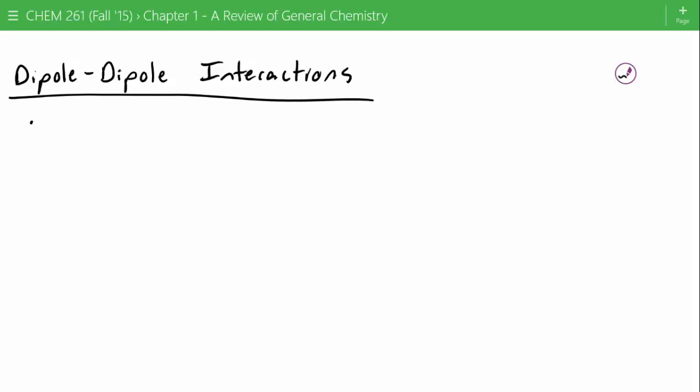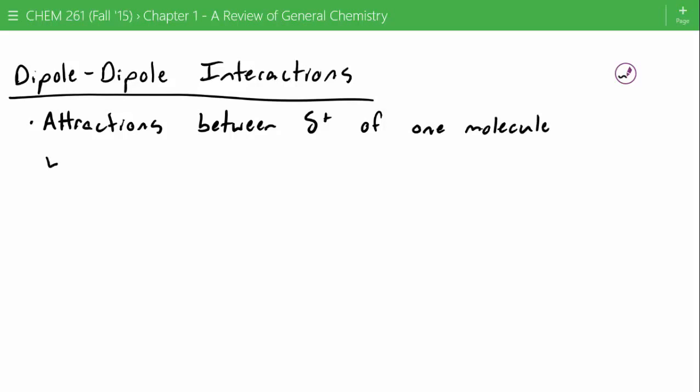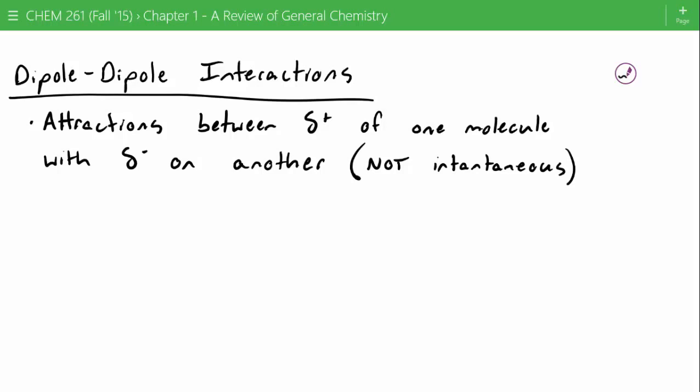And these are attractions between delta positive of one molecule with delta negative on another. And in this case, it's not instantaneous. It's a permanent dipole. So it's not that we're taking a snapshot in time. This is fixed in space.